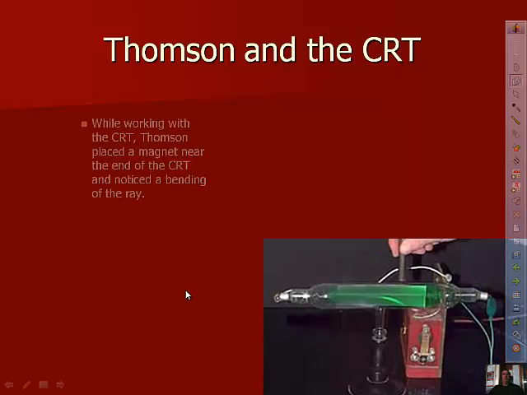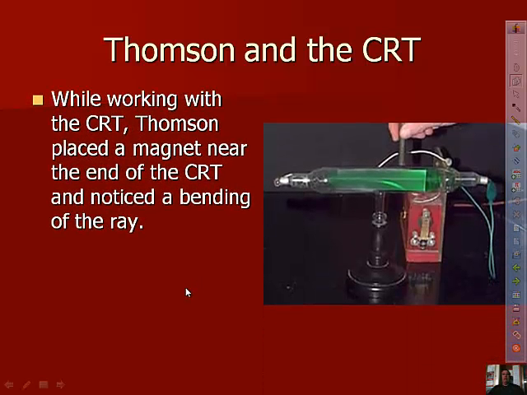Now, while working with the cathode ray tube, Thomson placed a magnet near the end of the cathode ray and noticed that there appeared to be this bending.